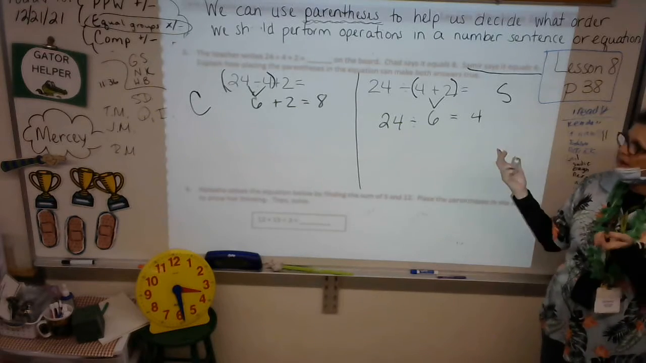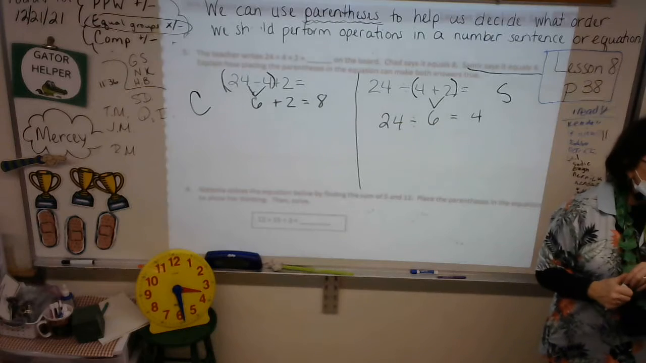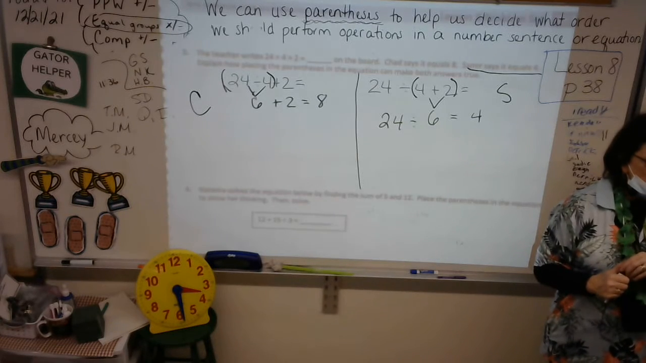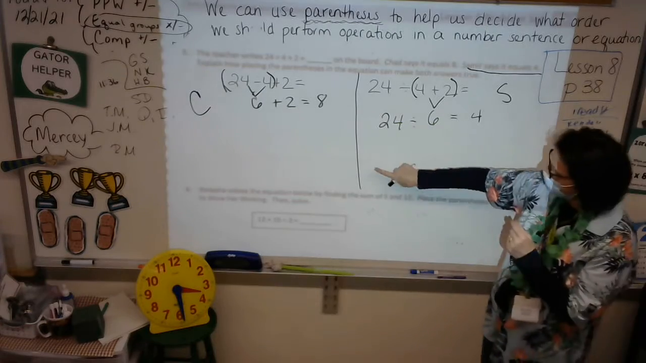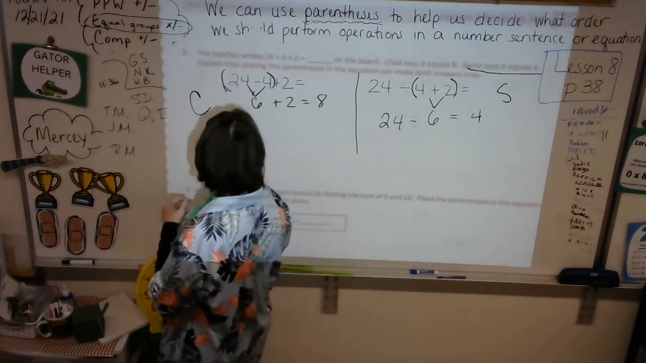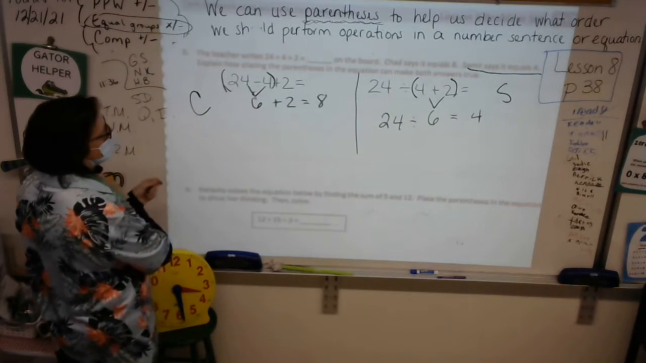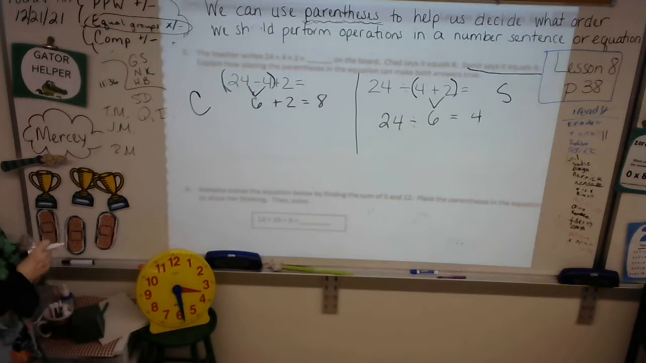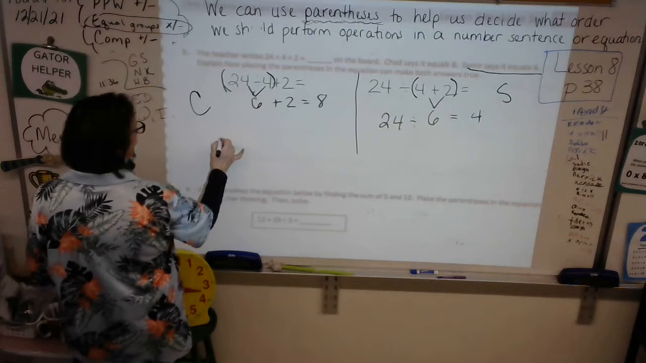Okay, so how can placing the parentheses in the equations make both sentences true? Why does that make a difference, Isaac? It makes a difference because I think the parentheses are on different numbers. Okay, very good. Because the parentheses are on different numbers, we get different solutions. I like that. So let's write that.